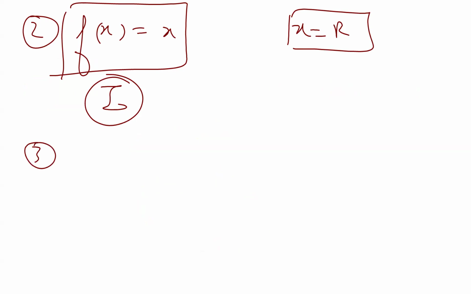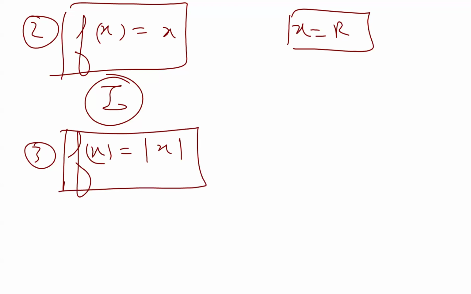Third one, f of x is equal to modulus of x. Modulus function or absolute value function. So this function is continuous at any value of x which belongs to R. Let x be any number. It is continuous at any number.